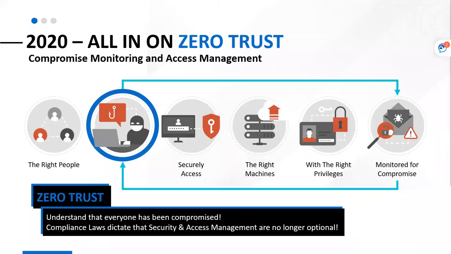So there's this concept of zero trust, and you have to go by the mindset that everyone has been compromised. It's all about access management and making sure the right people have the right secure access using the right machines with the right privileges. Ultimately, monitoring that compromise by looking at it from that individual access management level helps you keep an eye on that front door.